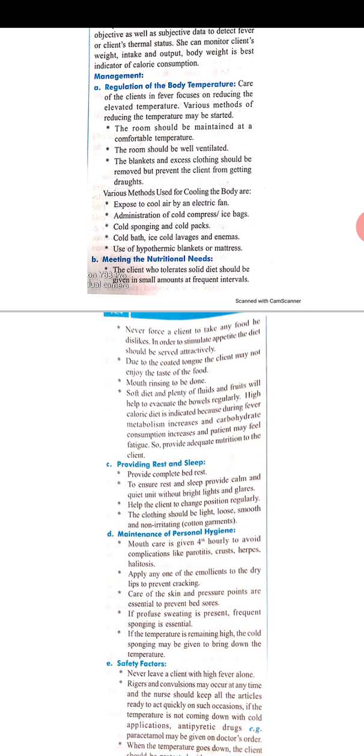Apply emollients like glycerin, borax, liquid paraffin, and Vaseline, which are most beneficial over the lips to prevent dry lips. Always give care to the pressure point skin areas. If there is sweating, by which the clothes become wet, the wet clothes should be removed and neat and clean dresses worn by the patient. If sponging is needed due to profuse sweating, then sponging should be given.